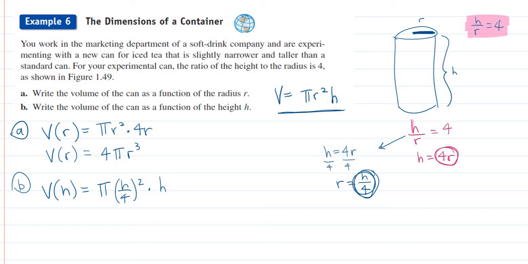times h. And then again, we're just going to clean it up. V of h equals pi times h squared over 4 times h, which is pi h cubed divided by 4. Oops, sorry, 16. I did not square. I forgot, you square everything. 16, there we go. Pi h cubed over 16. Cool.